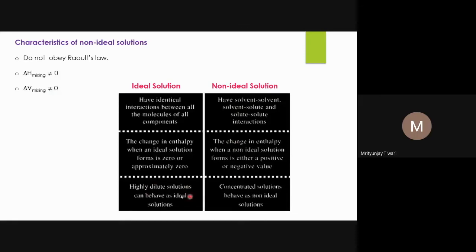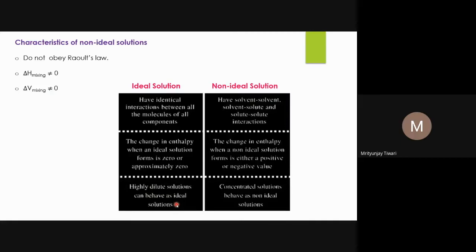So highly dilute solutions can behave as ideal solutions. This is a very important point that you should remember. Why? Because highly dilute solutions will have majorly the solvent-solvent interactions. Sometimes solute-solvent interactions will also be there, but their number in comparison to the solvent-solvent interactions will be quite less. And since the solution is highly diluted, there will be no solute-solute interactions.